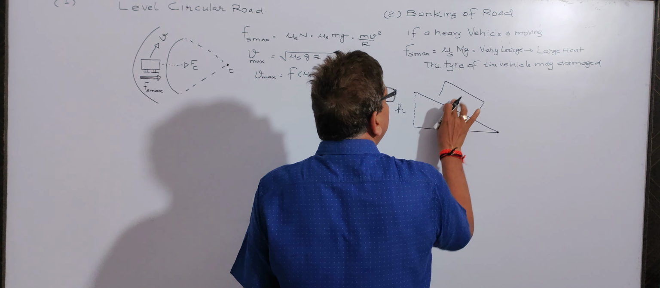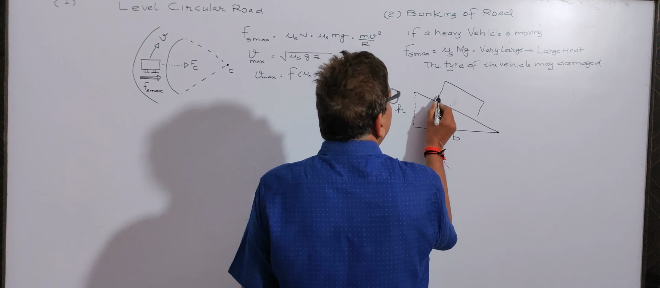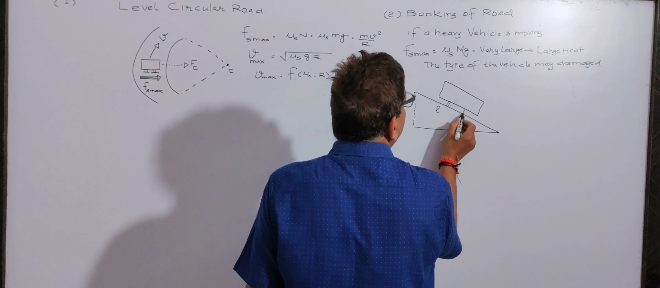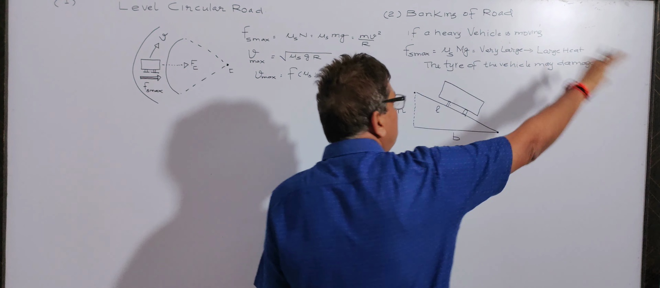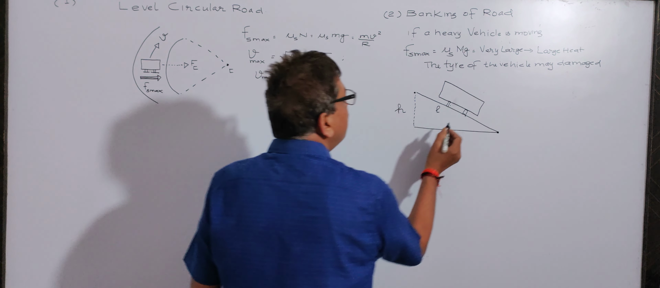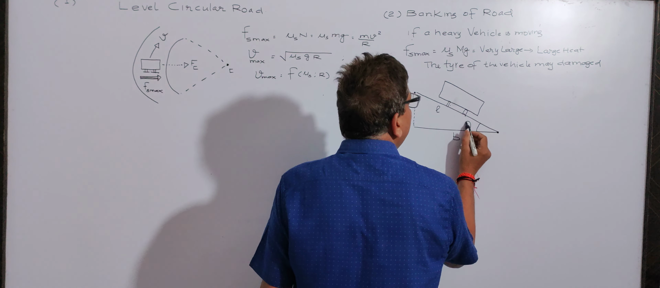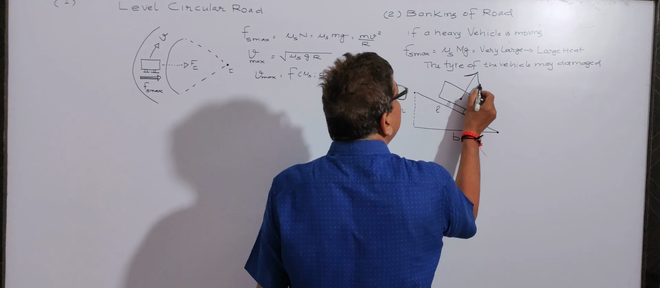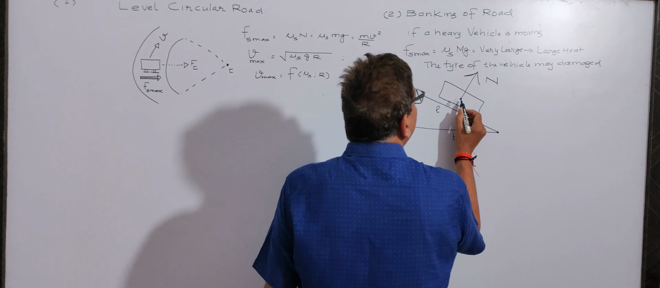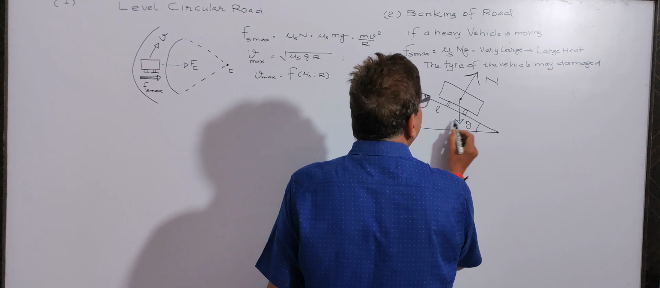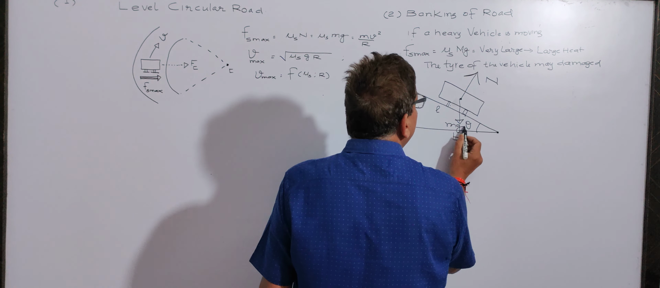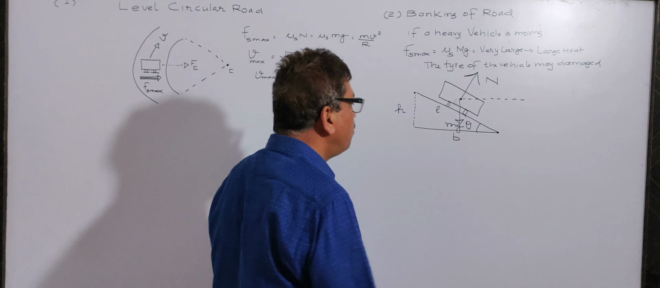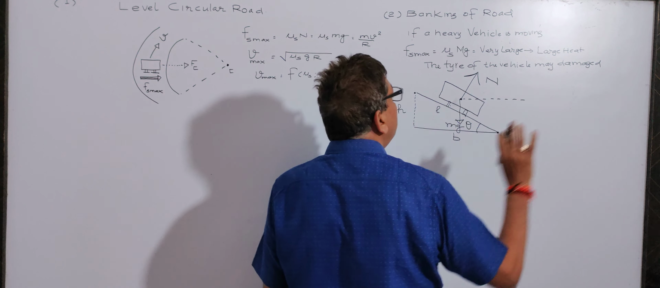Let us take this as L, and on this the vehicle is moving. So what happens? It is moving on the circular track. Now you will observe in this situation, if theta is the banking angle, the normal reaction N is now tilted. Weight is acting in this direction, mg. This is the direction of centripetal acceleration, towards the center of the circular track.